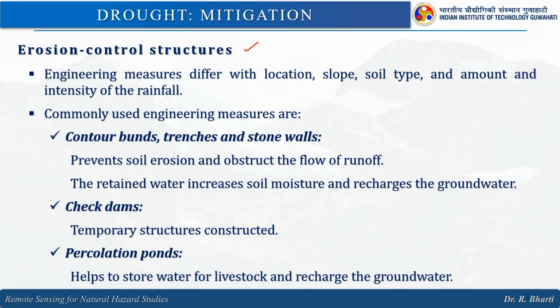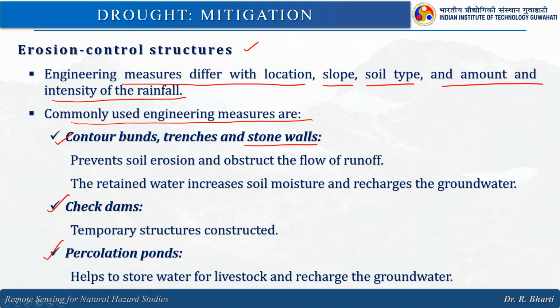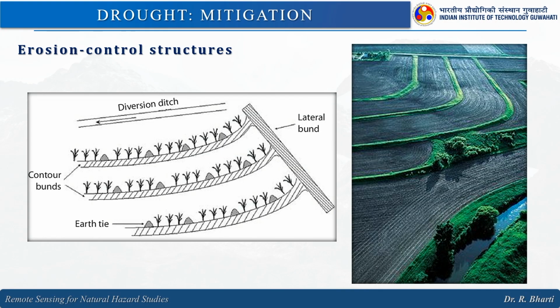When we talk about erosion control structures, immediately you will have some figures in your mind of how to store the water which is available on the surface. Engineering measures differ with location, slope, soil type, and the amount and intensity of the rainfall. Commonly used engineering measures are contour bunds, trenches or stone walls. Then we have check dams, then percolation ponds. These are very popular and commonly used in many areas.